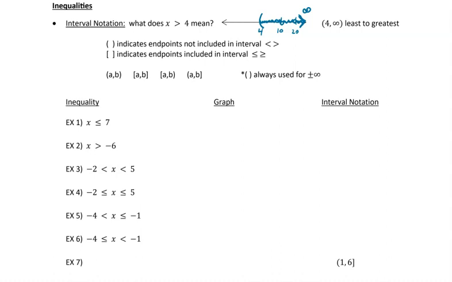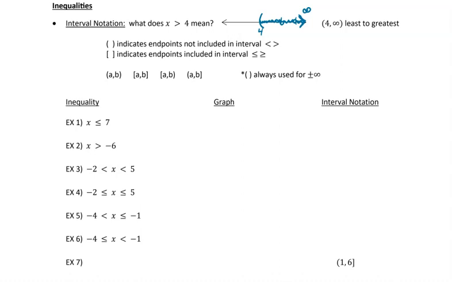So interval notation, all that does is we're going to write this a little more compactly. We are going to say that it's from 4 to infinity, and then we give it parentheses on both sides. Those parentheses just mean that it's not included. So we said that we didn't want 4, so we put parentheses on it.